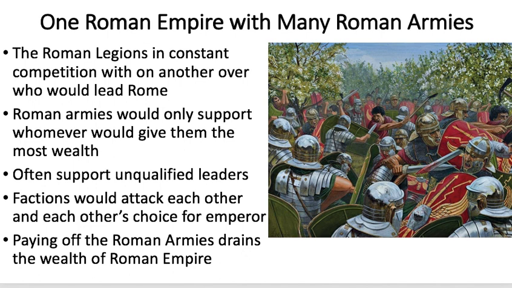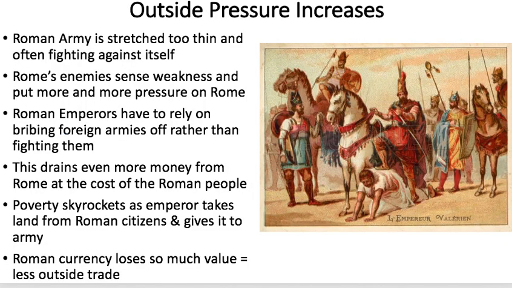And we see factions of one legion would often war against each other, would attack each other's choice for emperor. Hence why we saw so many emperors getting assassinated and murdered in the last unit. And that outside pressure really increases because the army is so stretched thin and often fighting against itself. And we're going to see that Roman enemies in all directions are going to put more and more pressure on them.